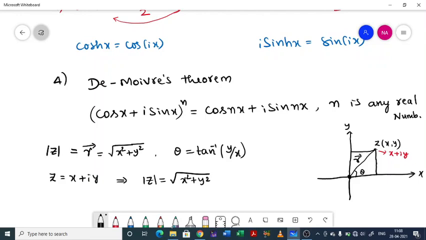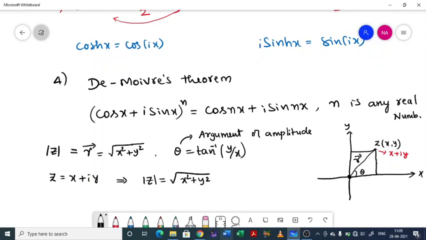And the next is theta, which represents the angle between this radius vector or modulus vector and the initial line. This we call amplitude or argument. So vector r is called as modulus and theta is called as amplitude or argument of z.